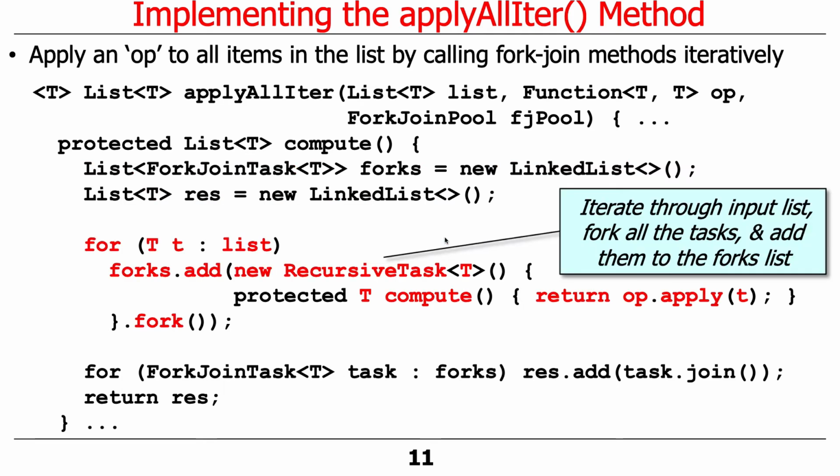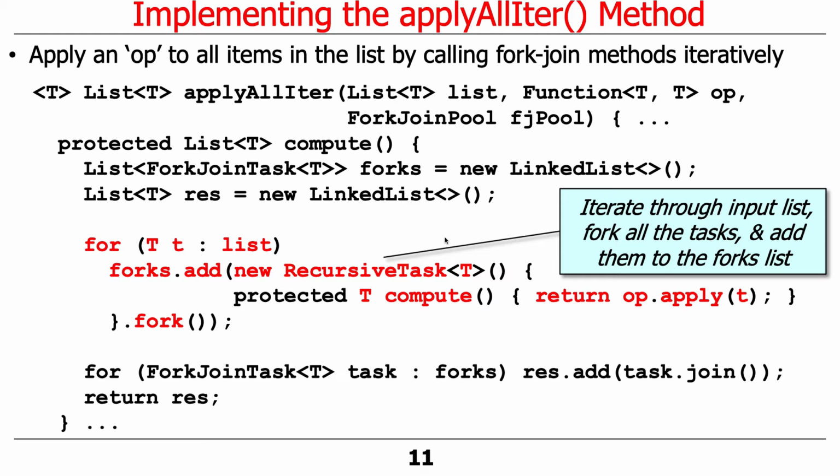What we're going to do now is iterate through the input list. So this is the list that was passed in here. This is an effectively final variable, so we can use it in the context of the anonymous inner class because it doesn't change anywhere. So for each element t in the list, we're going to make a new recursive task as yet another anonymous inner class. Again, it sure would be nice to have lambda expressions here to clean all this up, but so much for that. We can't do that. So instead, we have to make an anonymous inner class.